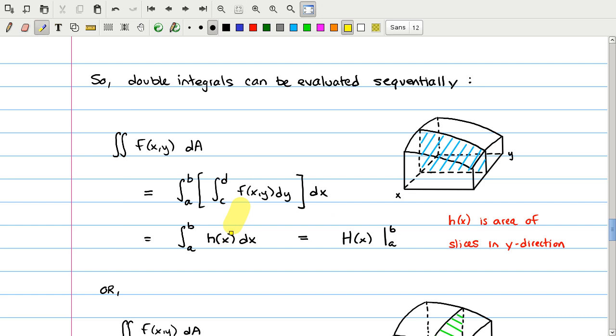And this function little h, which comes about from integrating f once with respect to y, is like the area of a slice in the y direction. If I fix x, then when I integrate over y, that's like integrating this area here underneath this curve at this value of x that I have fixed. So this is just the one-dimensional area function as a function of x, and then I add up those areas to get volumes.